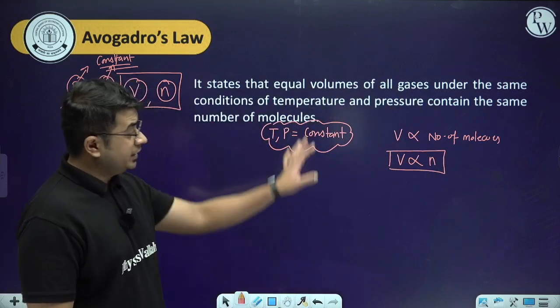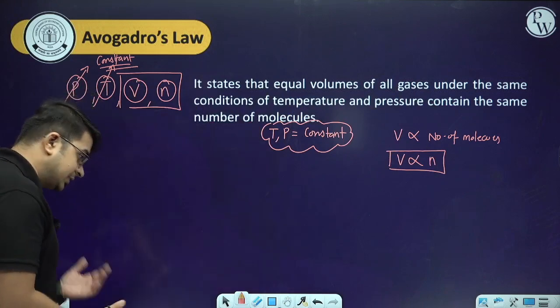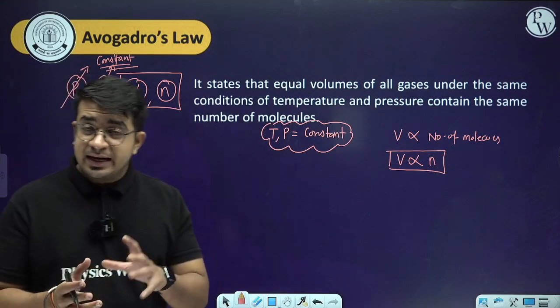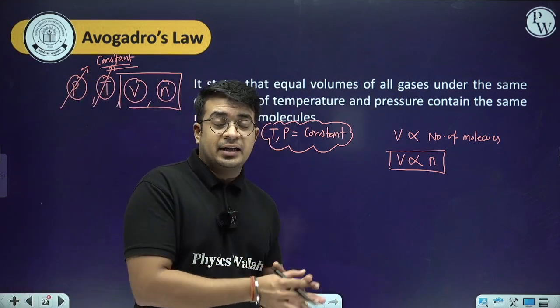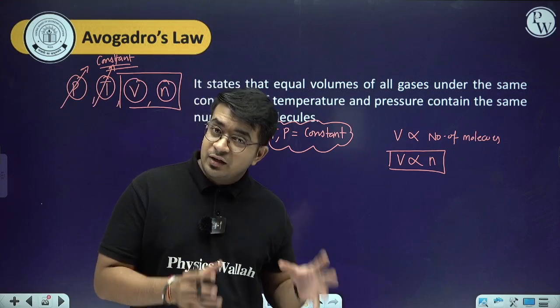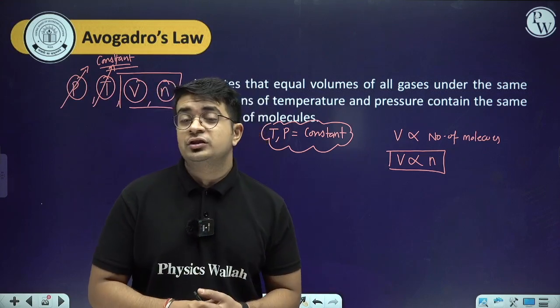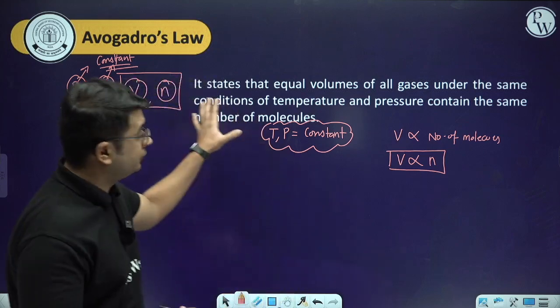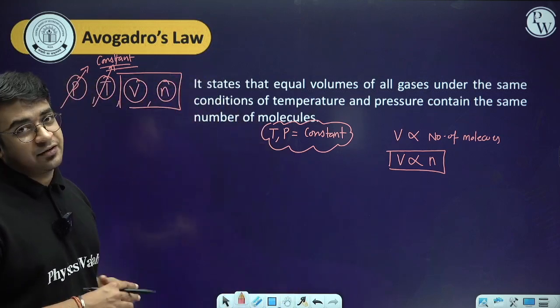Okay, very interesting rule. That's why at STP, whatever gas I am taking, one mole of gas always has the same volume, which is 22.4 liters. That is the significance of this particular law, which is Avogadro's law.